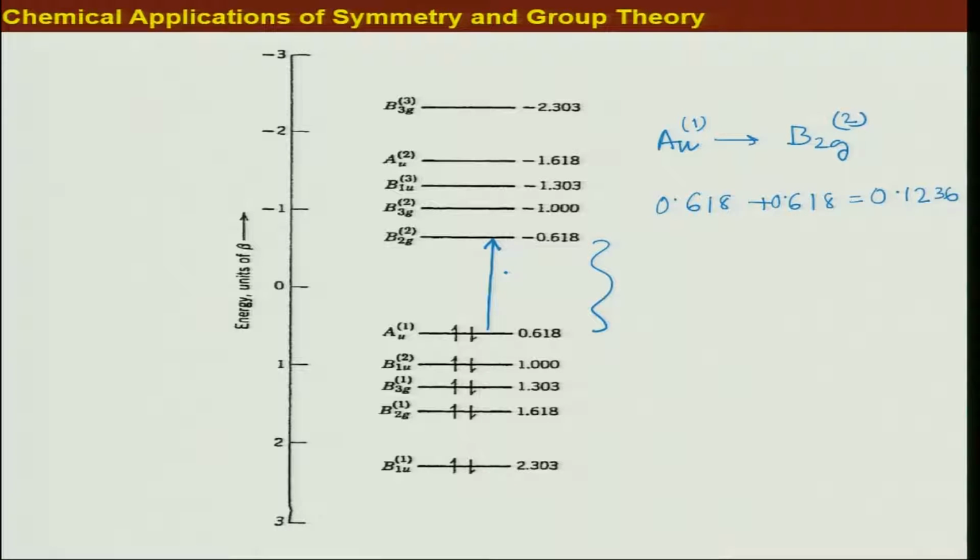Now what are the other two transitions that I can think of? One is from this particular state to the B3G. So I can think of a transition which is AU1 to the B3G2 orbital. And just note one thing, I am calling these orbitals because they are orbitals. They are the SALCs that we formed out of the atomic p pi orbitals. So this AU or B3G that we are writing right now does not give me the electronic state. Let me make that clear.